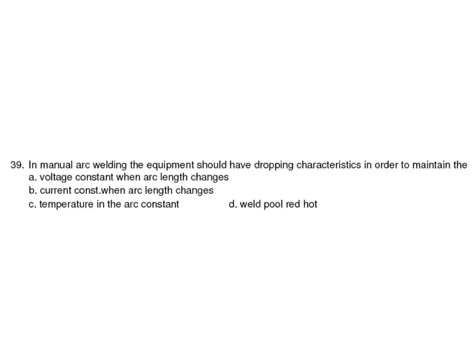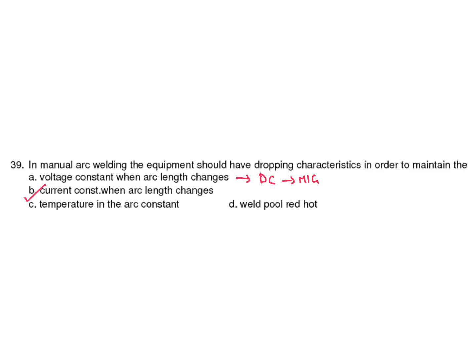In manual arc welding, the equipment should have a dropping characteristic in order to maintain the arc. We know in manual arc welding it's difficult to maintain the gap between the electrode and the workpiece. So we are using constant current and constant voltage. For DC welding and MIG welding we are using constant voltage type, and constant current type is for manual welding. So B is our answer.